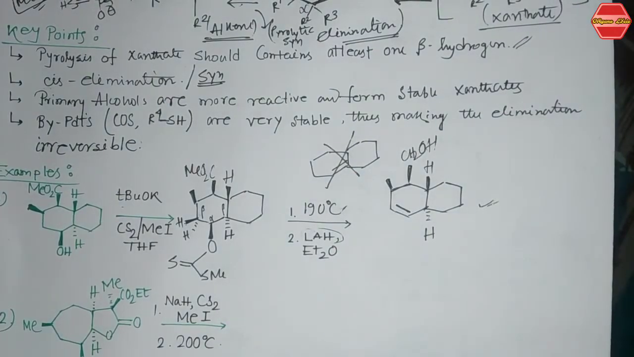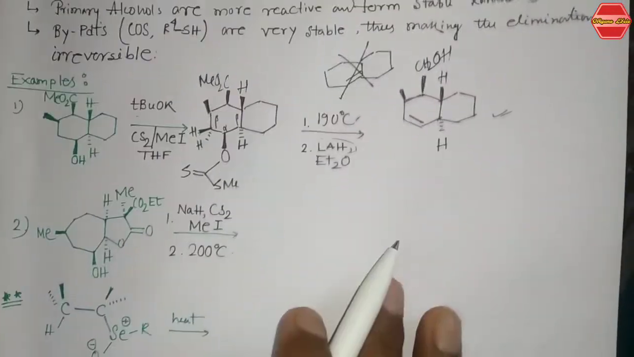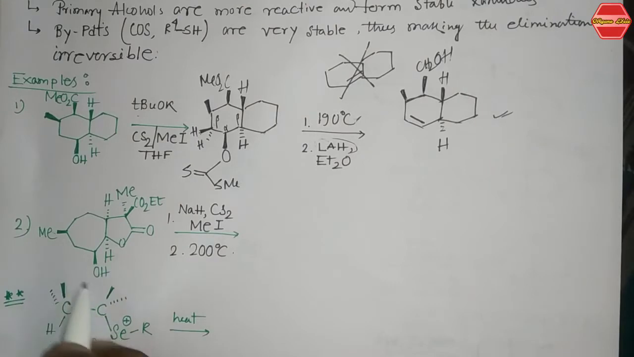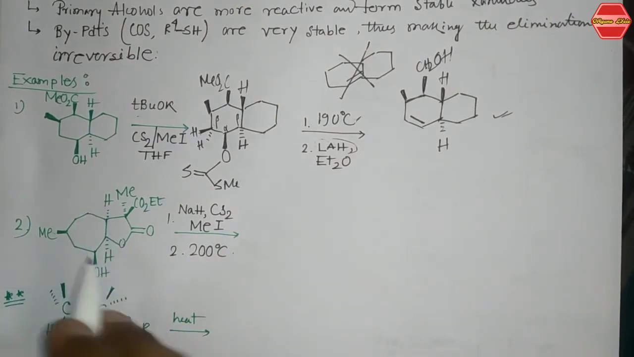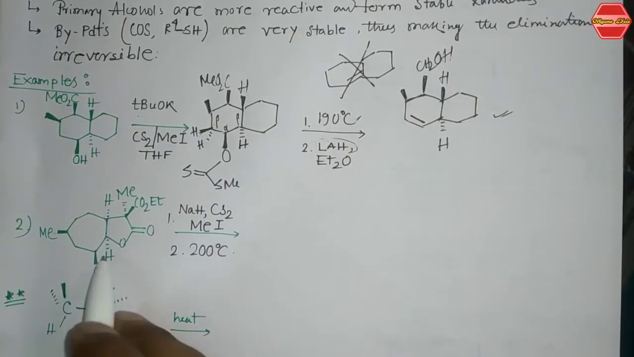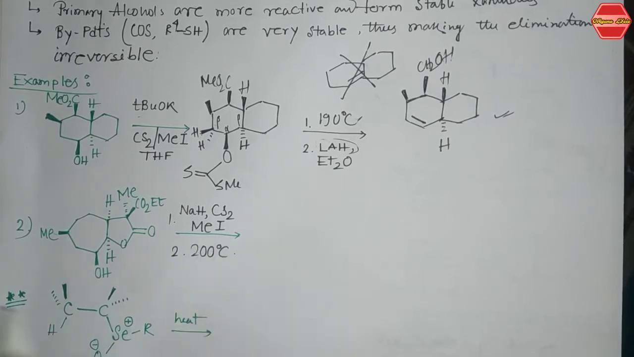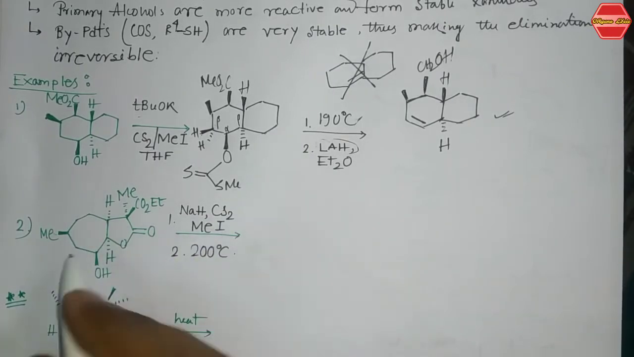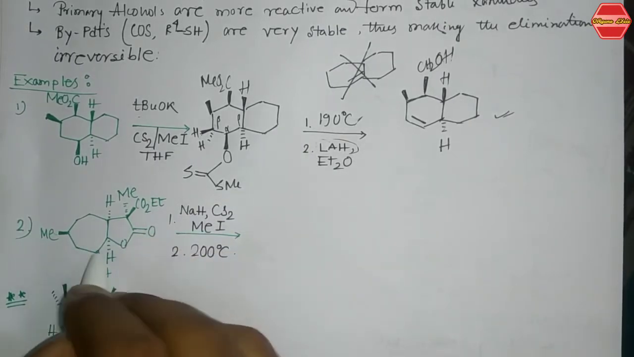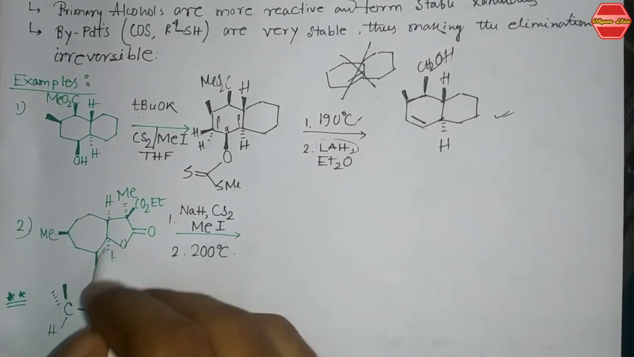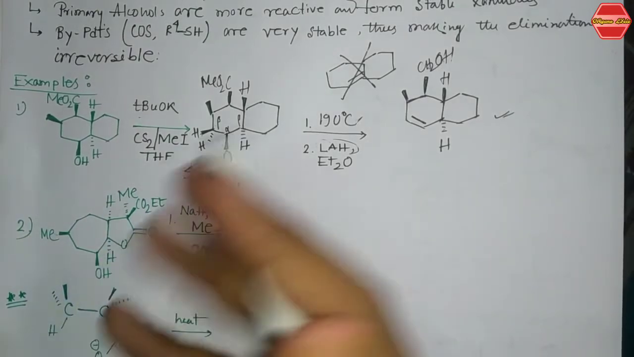Now the next thing is the similar question that you have been given. This OH is given to you, that is above the plane, and you are getting this xanthate over here, and after heating, the alkene formation should take place in this position, not this position, because this hydrogen is below the plane and this overall group is above the plane.